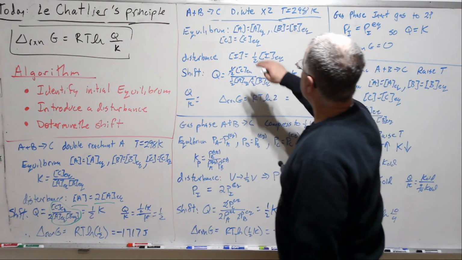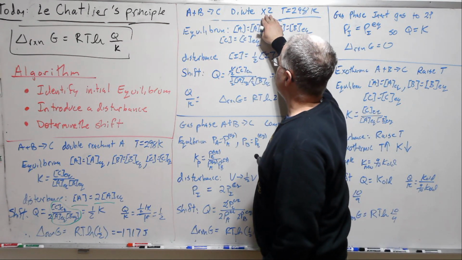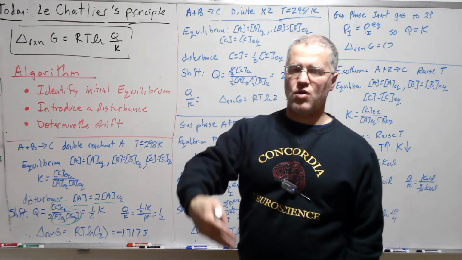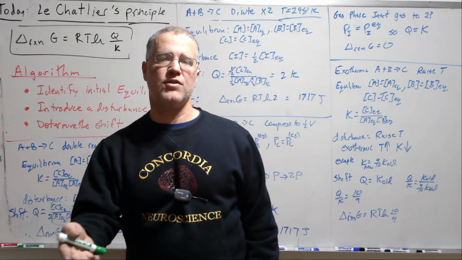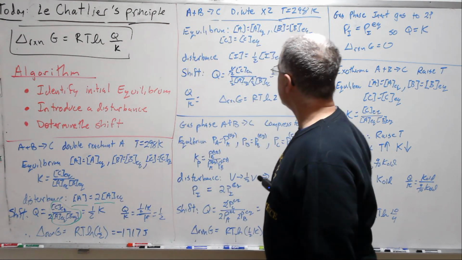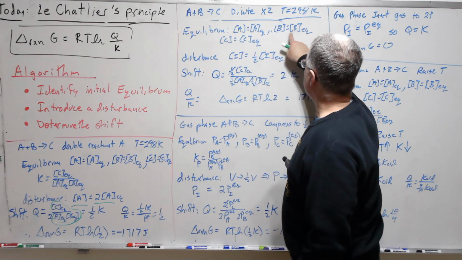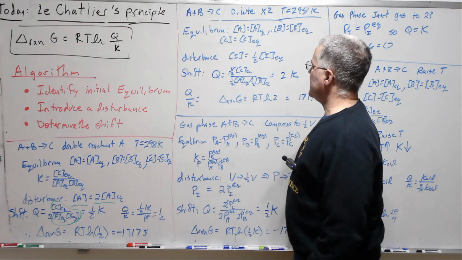Let's try another example where we dilute by a factor of 2. So we have the same reaction, we'll dilute by a factor of 2. That means we're putting pure water in. We're going to take the volume from wherever it was to twice the volume. So again, we start at equilibrium. A is AEQ, B is BEQ, C is CEQ.